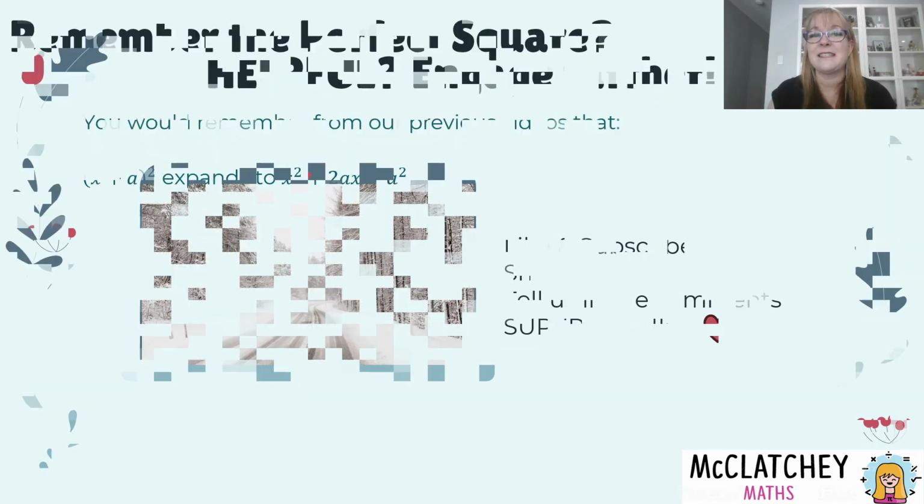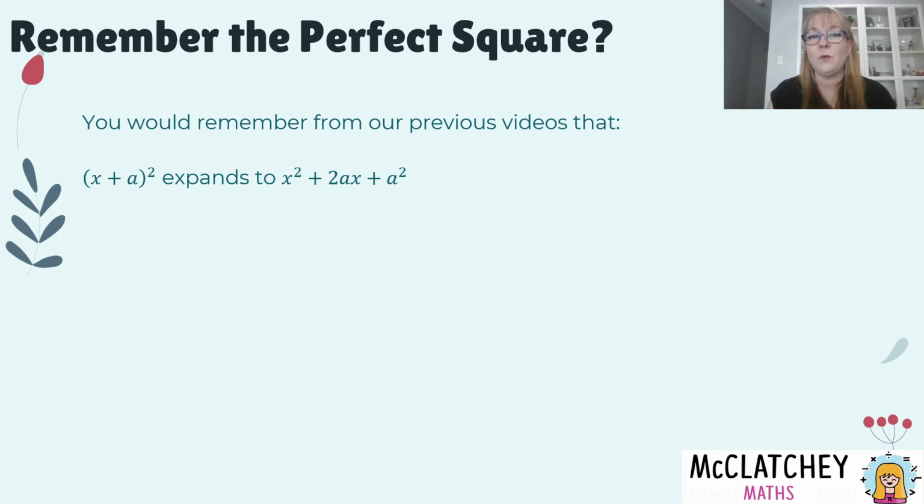Okay, so we'll get started with looking at the perfect square. So previous videos, we found that the perfect square was in this form. A letter plus a variable, all squared, would expand in this way. X squared plus 2, lots of these two numbers multiplied by each other, and then plus a squared. So another quick way of saying that would be first term squared plus this times 2 plus this term squared.